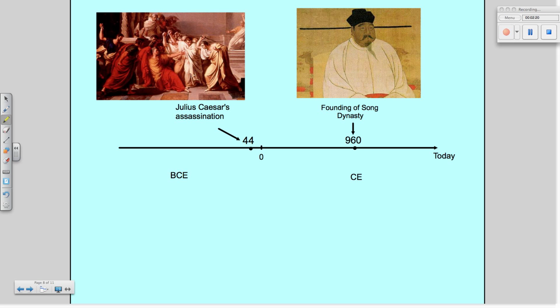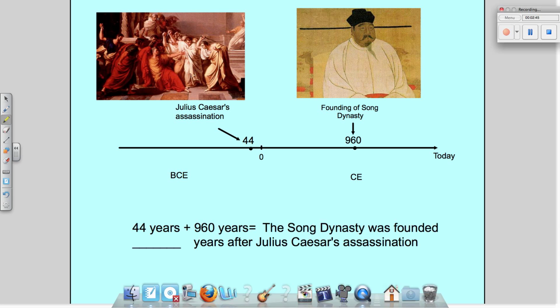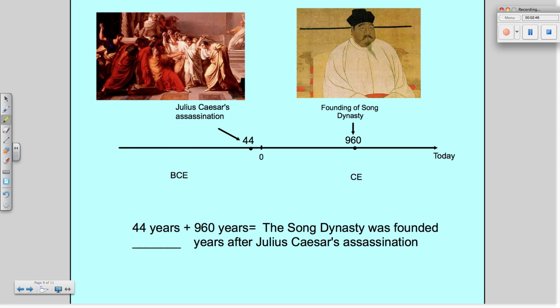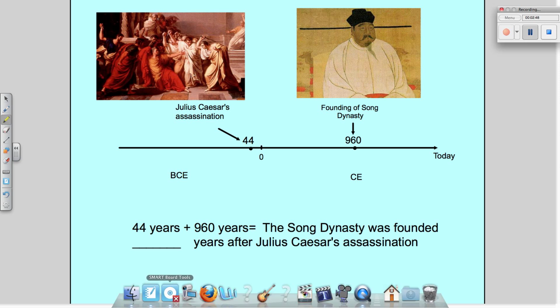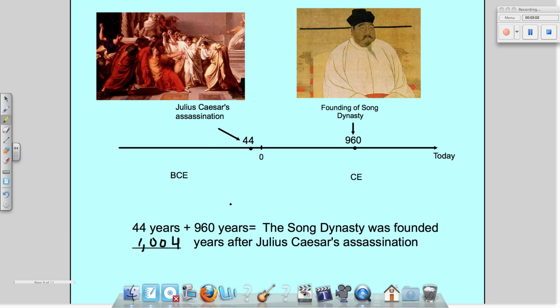Julius Caesar's assassination occurred in 44 BCE, while the founding of the Song dynasty occurred in 960 CE. How many years apart did these events happen? To look at this, we'll add 44 years until the year 0 to 960 years, okay? The Song dynasty was founded, therefore, if you can do the math, that's right, 1,004 years after Julius Caesar's assassination. Very good.